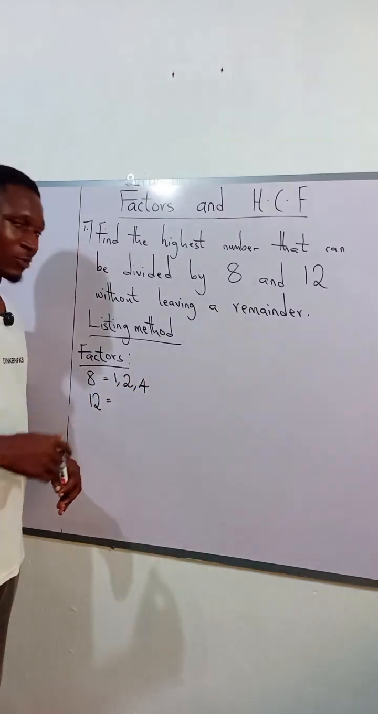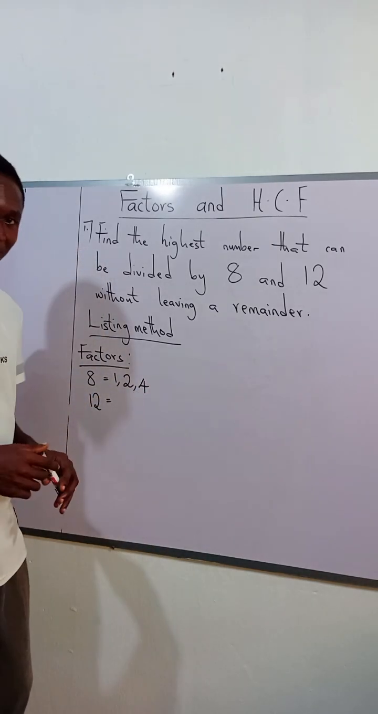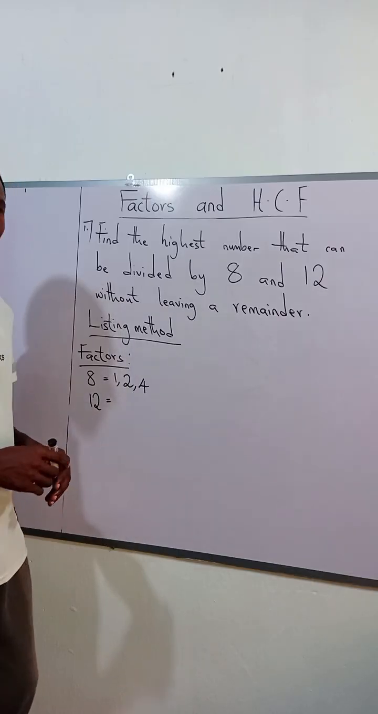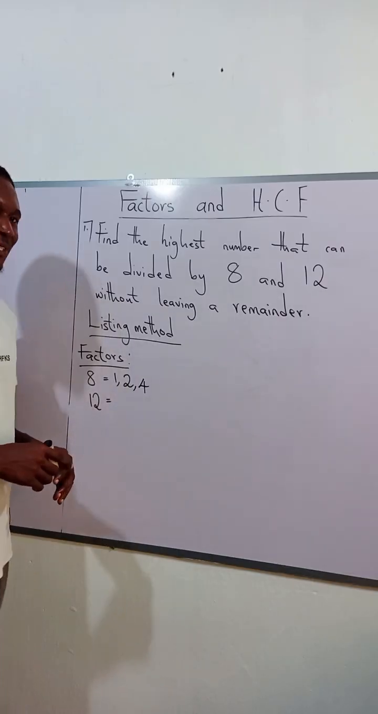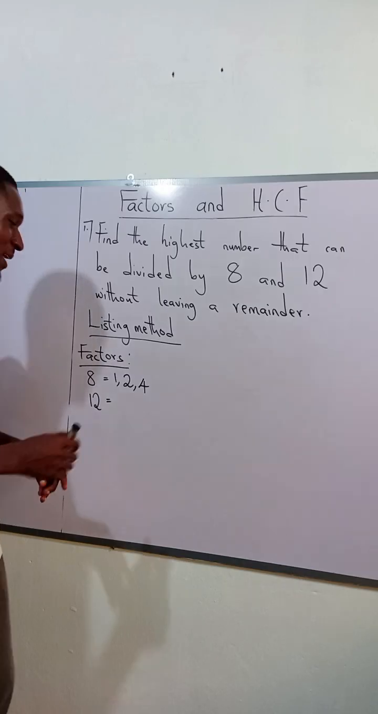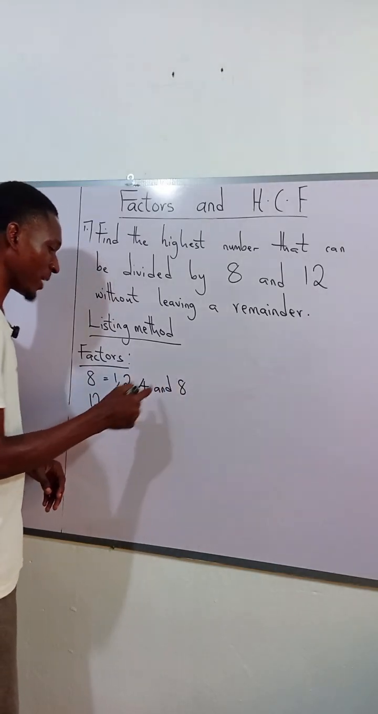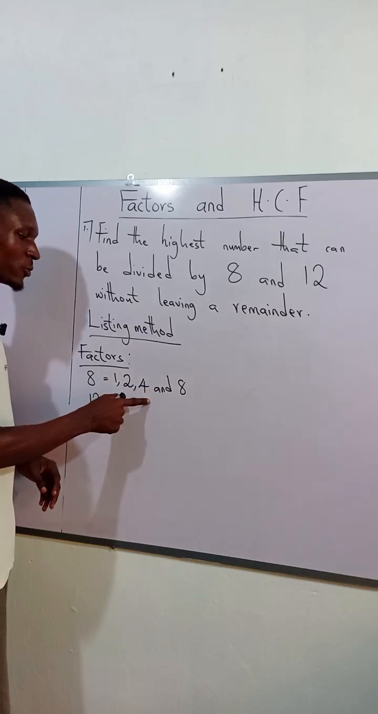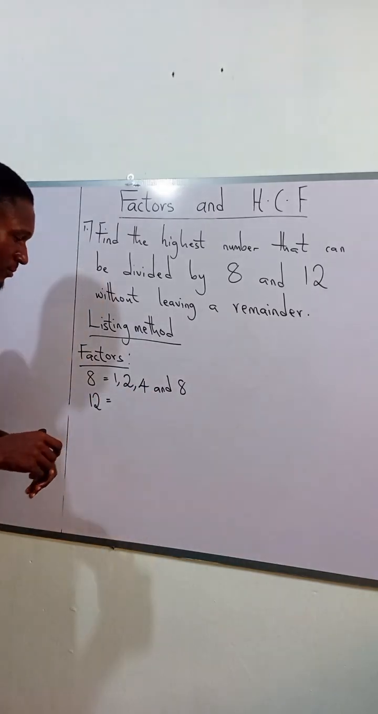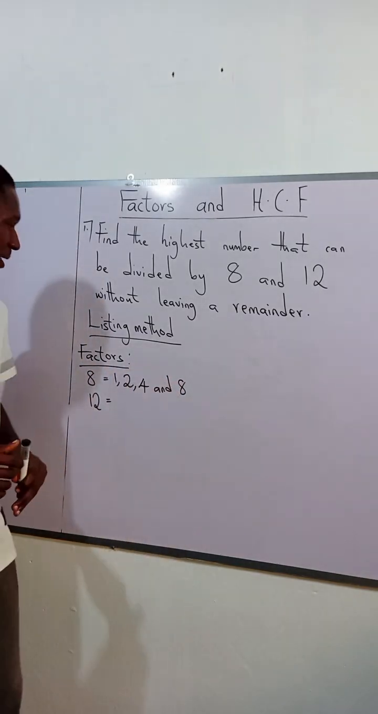8 divided by 5 is not possible. 8 divided by 6 is not possible, there will be a remainder. 8 divided by 7 is not possible. 8 divided by 8, which is the last one. Remember what I told you, the moment you get to half of the number, half of 8 is 4, just go straight to the last number. So these are the factors of 8.